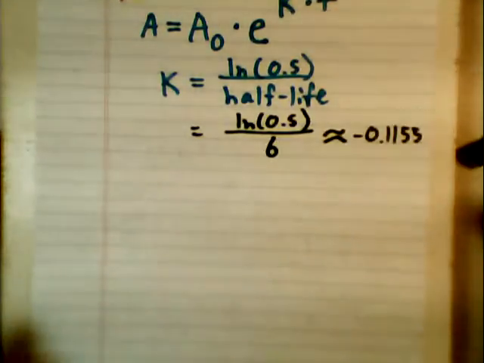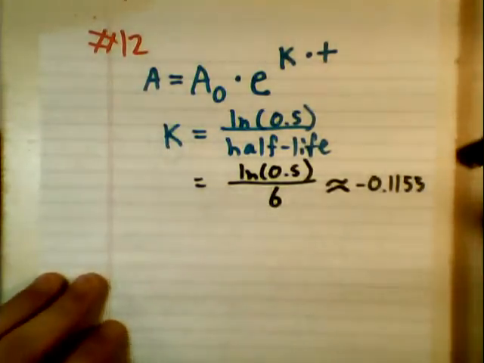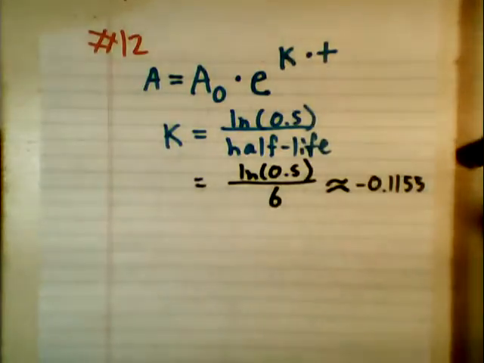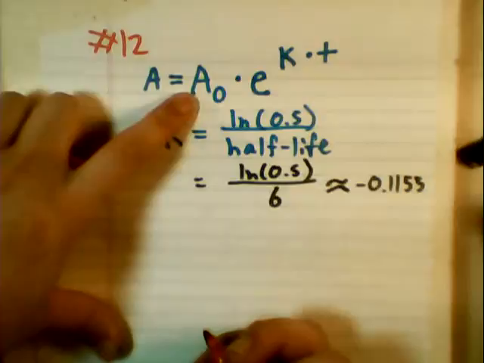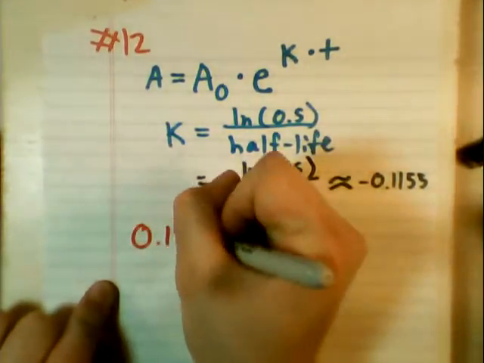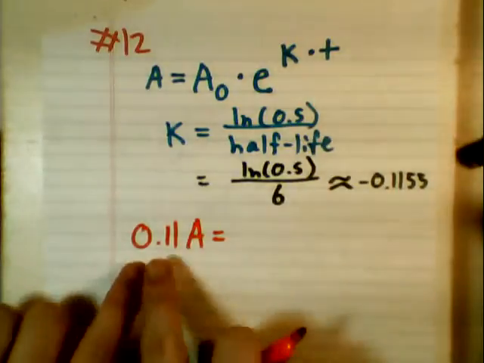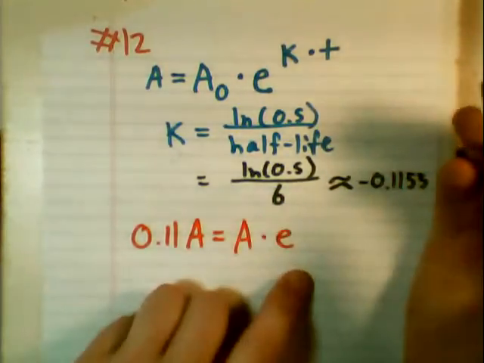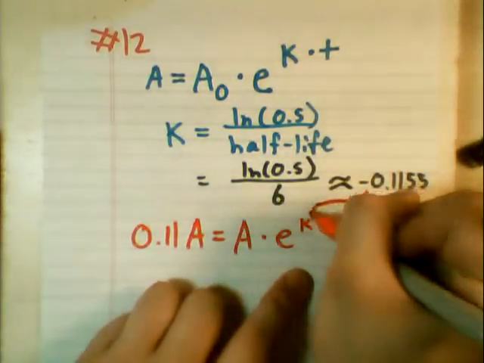Okay, so let me also plug in some other information. We know that when 11% of the radioactive isotope remains, that's when they can eat the hay. So it's like when 11% of the original amount remained, or written like this, it equals the actual equation. So this is 11% of the original. And I'm going to put k here, but this value goes right there.